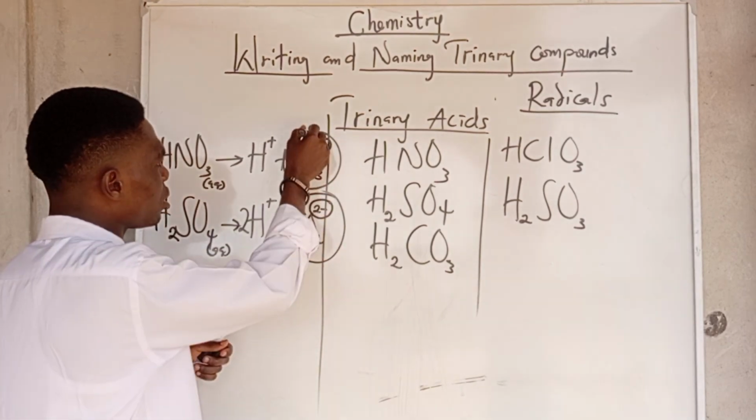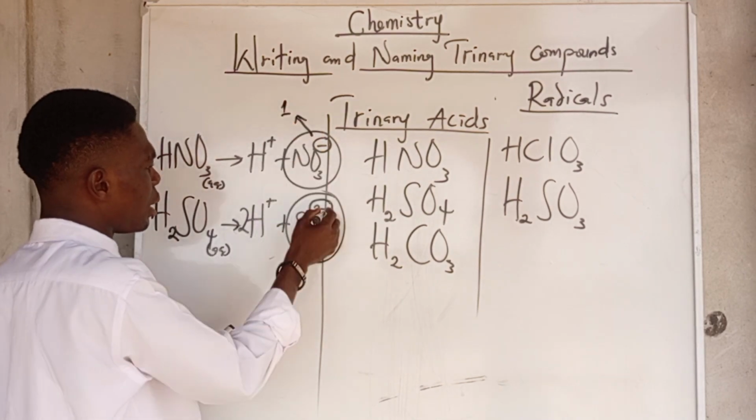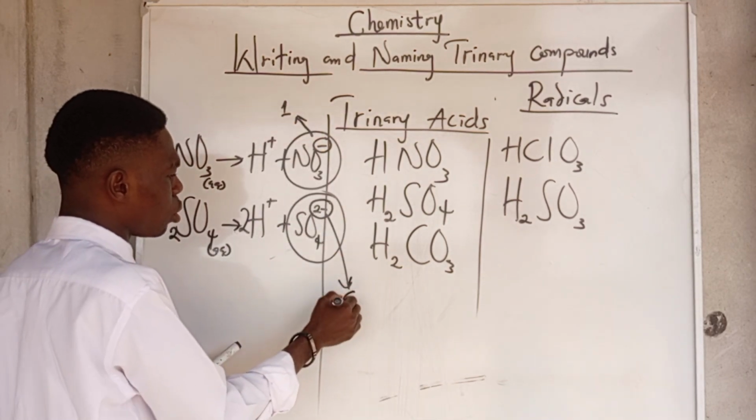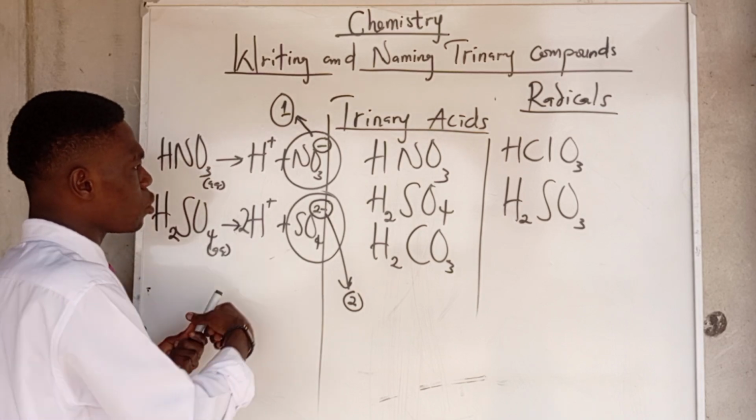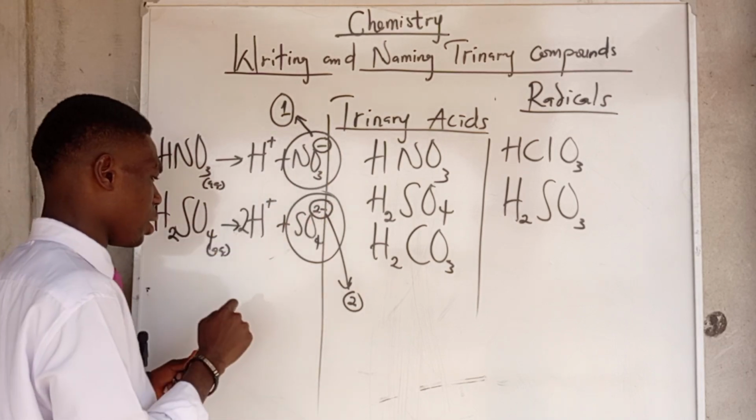And so it means that the valency of this is 1 and the valency of this is 2. Are we together now? So my first question is, why did I use minus and why did I use two minus here?